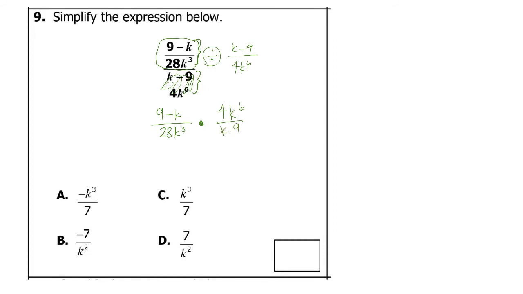And now what we're going to do is go through and do our canceling. Now this 9 minus k and k minus 9, that's going to be opposites, and so that's going to leave us negative 1. 4 will cancel into 28, leaving 7. k to the third cancels into k to the sixth, leaving k to the third. So our final answer, we have a -1 here and k to the third, and that is all over 7. So it looks like we are going to get answer choice A.